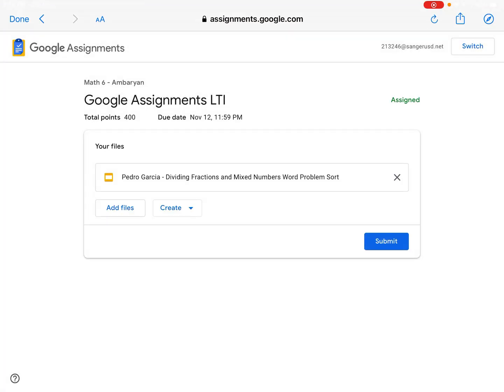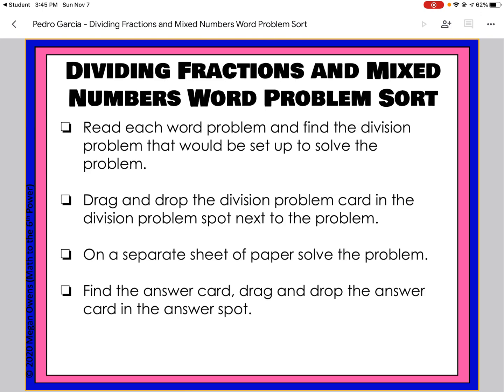It is a Google assignment, so a step that you might not see going on here is it might ask you to log into your Google account. If you do need to log into your Google account, go ahead and do that now. Pause the video if you need to. Okay, then I'm going to click on the slides that says my name and then dividing fractions and mixed number word problem sort. It's going to open up the slides.